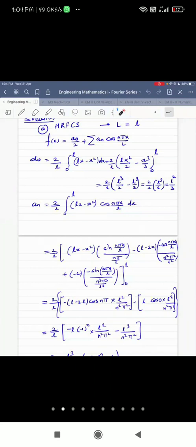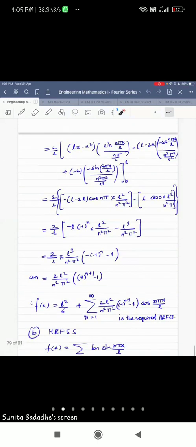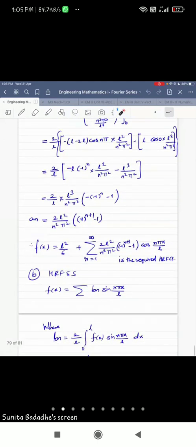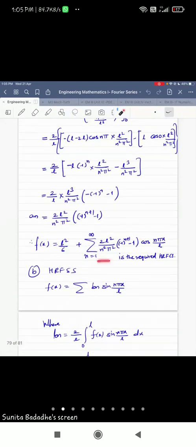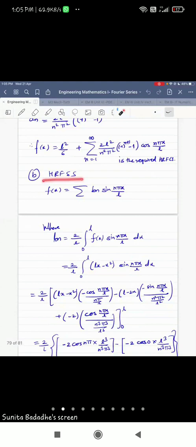It is the integral from 0 to L of f(x) cos(n pi x by L). Again, apply the same technique, the UV rule, and solve the example. Then after finding an, just put the value of a naught and an, and that gives you the half range cosine series.